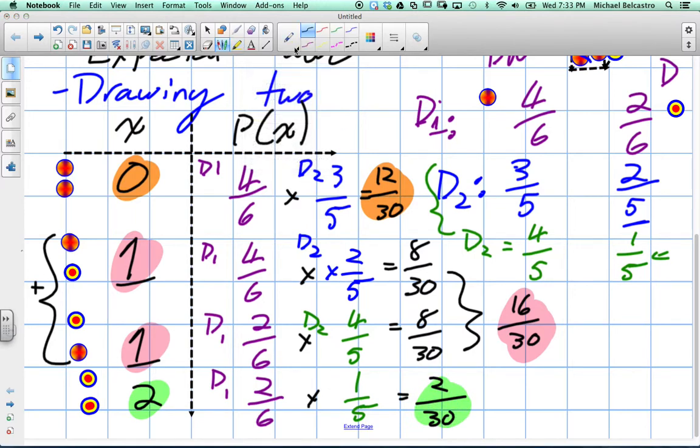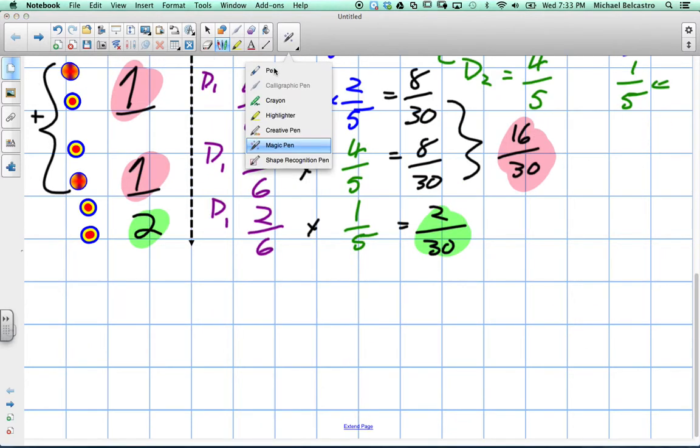And to make sure they're correct, we should add the probabilities together. So 12 and 2 is 14, and 14 and 16 is 30. So that's 100%. That covers everything. Does this make sense how we built the probabilities? Yeah? So we've built the probabilities. Now we've got to find the expected value.